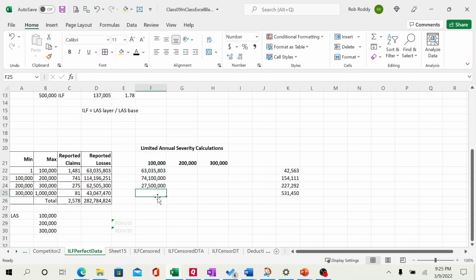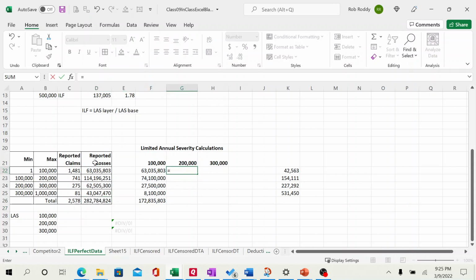That's 62 billion. It's not that much. And the exact same thing applies here: 100,000 times 43. Sorry, I'm too lazy to edit. It's also amazing it takes more time to record a class than it does to conduct the class, because you can edit and go back and pause. Okay, so the total losses that fall into the $100,000 layer are $172 million of the 282,000.